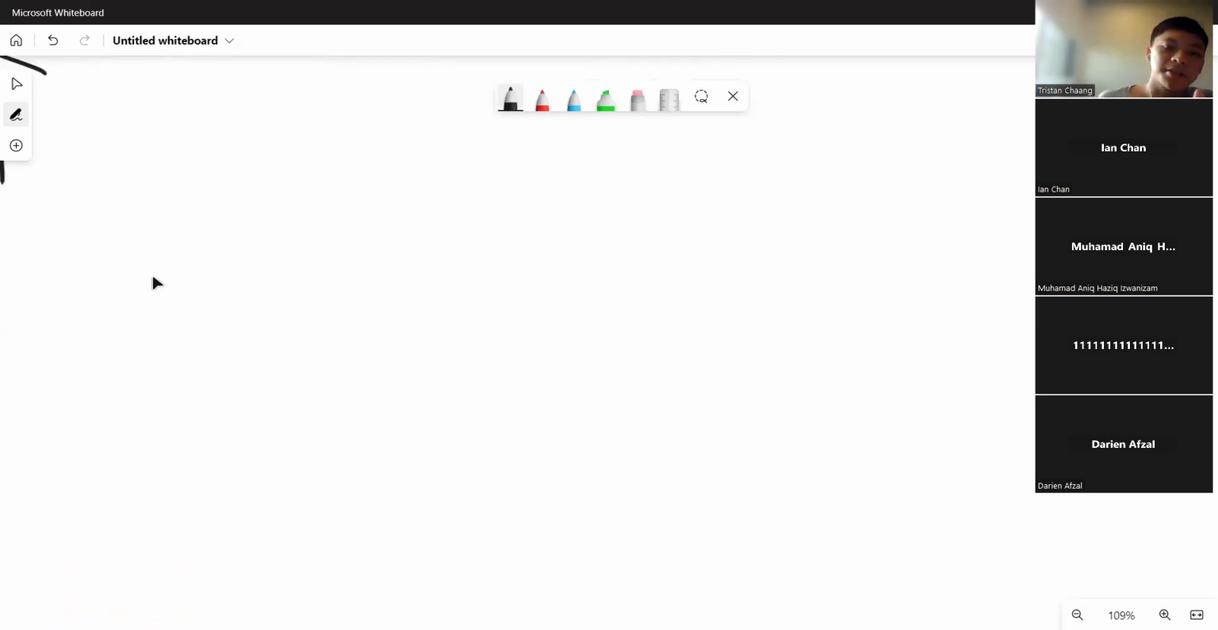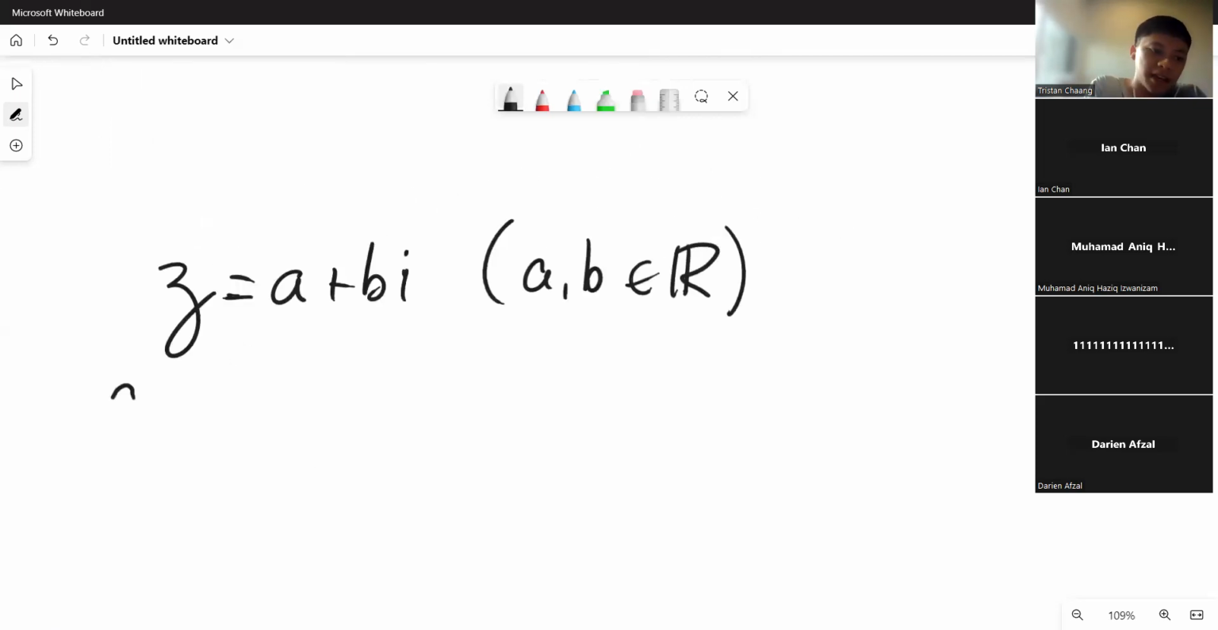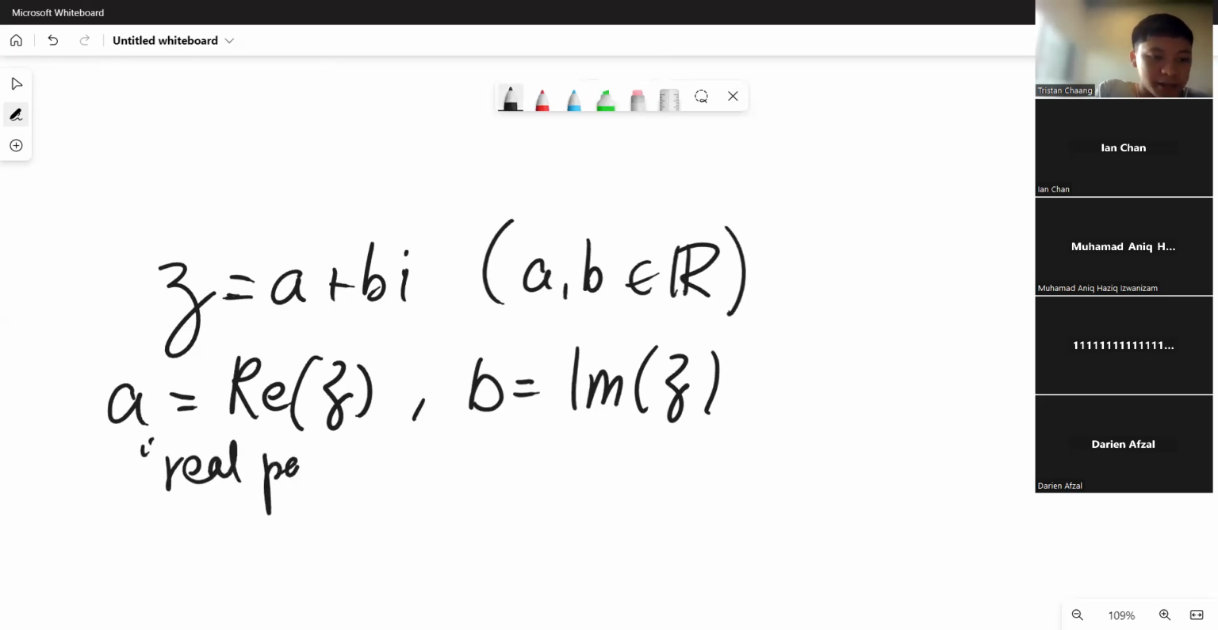Now, a general complex number z can be written as a plus bi, where a and b are real numbers. Okay. So a, we can write it as the real part of z, and b, we write it as the imaginary part of z. Well, these are just definitions. So it's called the real part and the imaginary part.